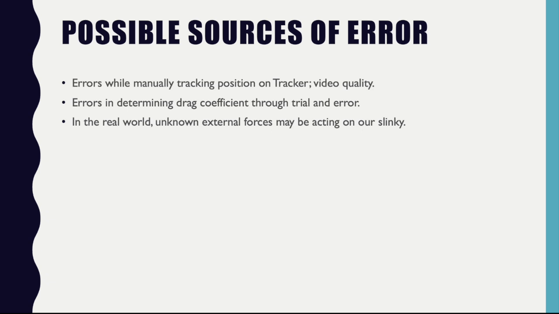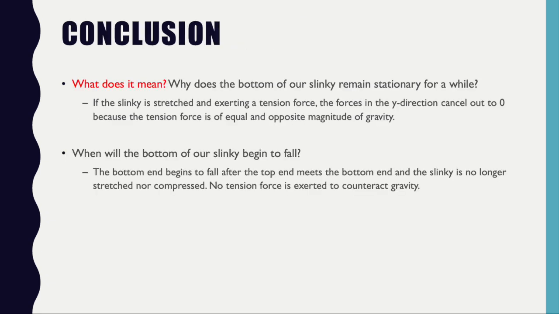Another source of error would be having to determine the drag coefficient using trial and error. I tried to get the data as similar as I could, but was unable to match it exactly. My drag coefficient is likely a bit off. Lastly, in the real world, there are likely unaccounted external forces acting on our slinky that contribute to deviations in motion. So, to conclude this experiment, here are two questions pertaining to our models.